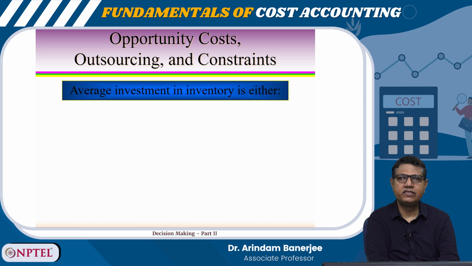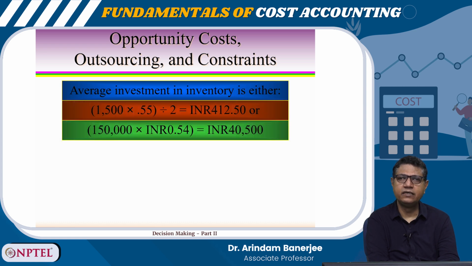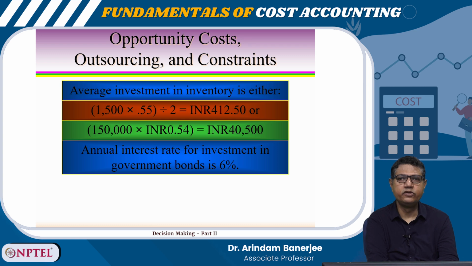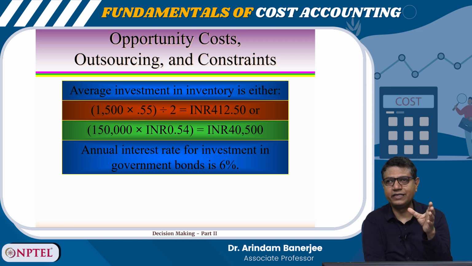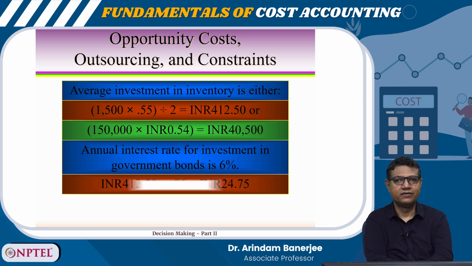So, what is the average investment in inventory? It is either 1500 into 0.55 by 2, so if it procures from outside, it is 412.50, or 1,50,000 into rupees 0.54, that is rupees 40,500. Annual interest rate for investment in government bond is 6%. So, if he invests this money in government bonds, it will also earn 6% interest. That also he is foregoing. If he is investing in production and not investing in the government bonds, the 6% is the opportunity he is losing, right?